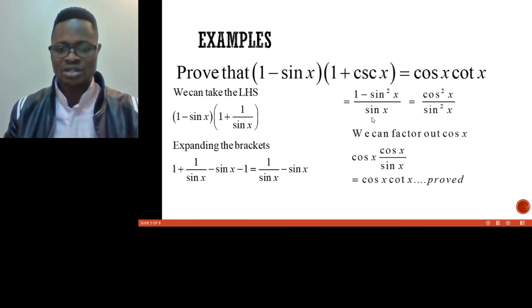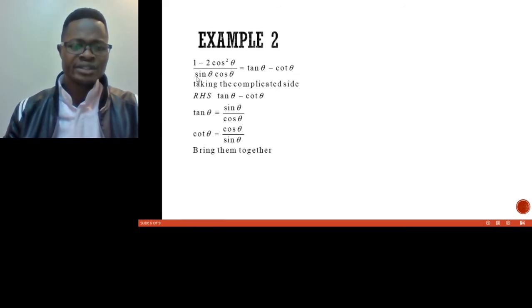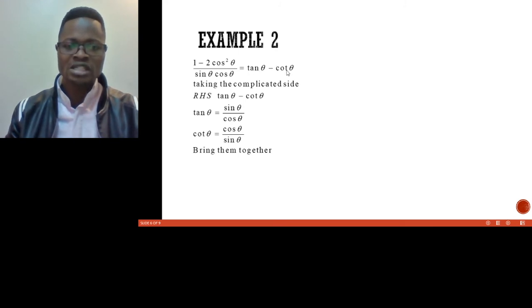Let us consider the second example. Assuming that you are given 1 minus 2 cos squared theta divided by sine theta cos theta, and this is equal to tan theta minus cot theta. Now, when you look at both of them, which side is a bit complicated? We know that we have sine and cos. Sine and cos are always easy to deal with, but here having tan theta and cot theta, it seems to be a bit complicated. So we are going to take the right hand side and prove that it is equal to the left hand side.